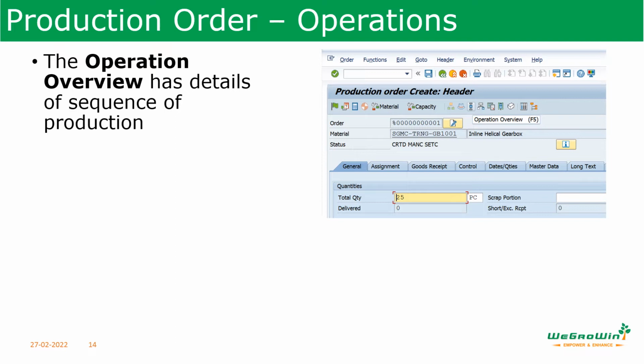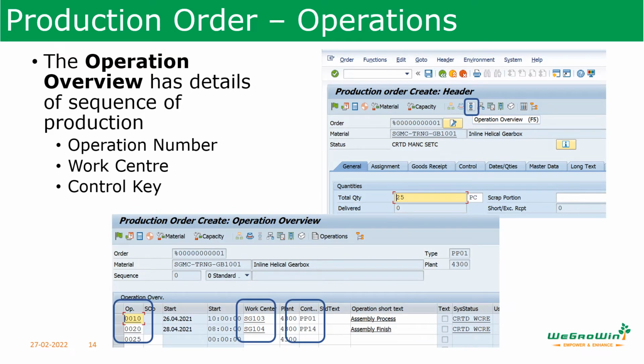Operation overview has the details of the sequence of the production which has to be done. It is selected through the button which is shown here. By clicking that button, we are able to see what all the operations are, like operation number, work center, control key, those kinds of details. Now let us go and see what details are covered in individual operations by double clicking the operation number.